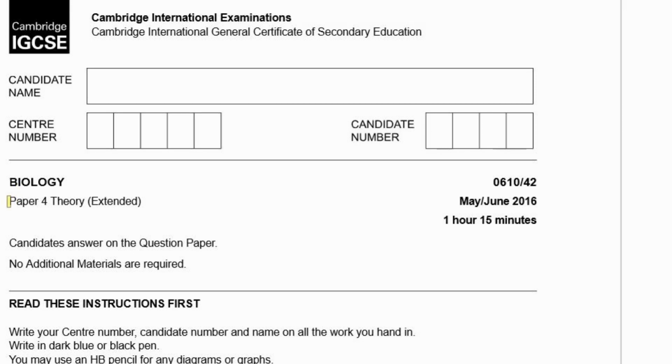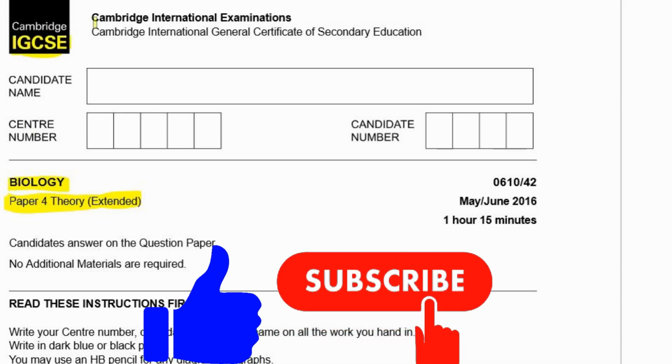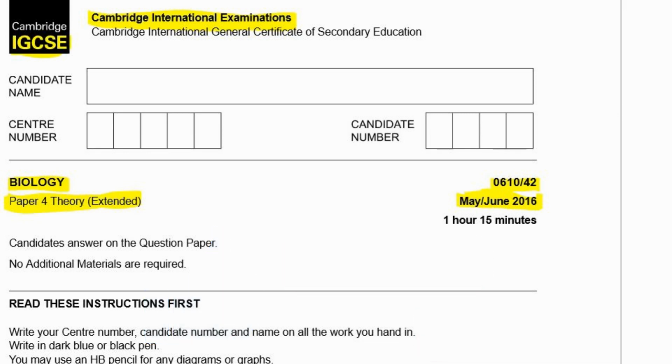Right, let's go through paper 4, which is the extended theory paper for biology. This is from Cambridge IGCSE, Cambridge International Examinations, CIE. This is May, June 2016, variant 2, so the code is 0610/42. All right, let's get started.